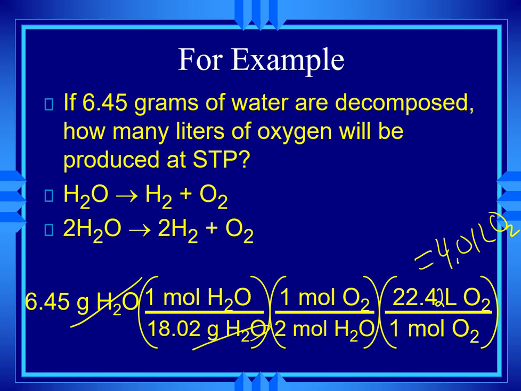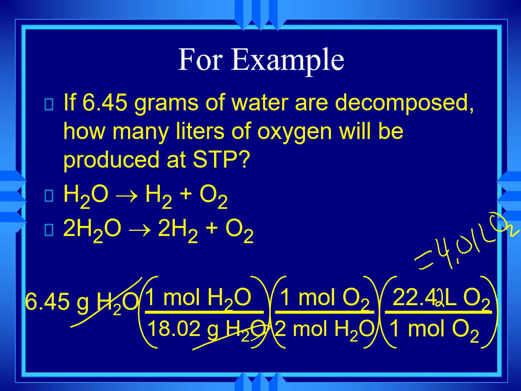So that gives us a sense of scale, okay? Because 4 liters, that's 2 2-liter bottles. So if I take apart 6 grams, that's the weight of 6 paper clips worth of water, I'll make 4 liters of oxygen. And look at my balanced equation, I'll make 8 liters of hydrogen.